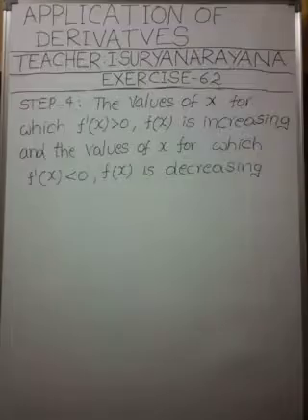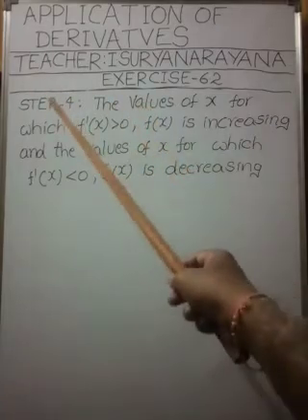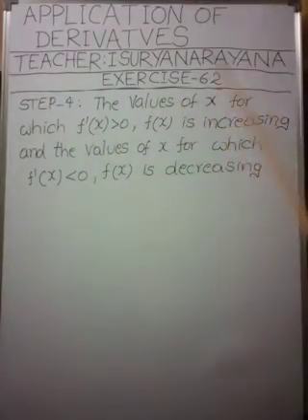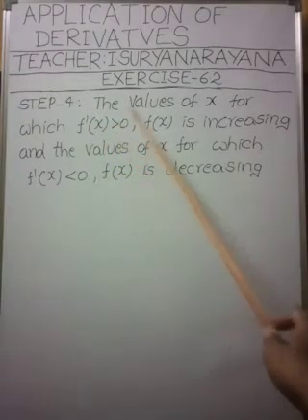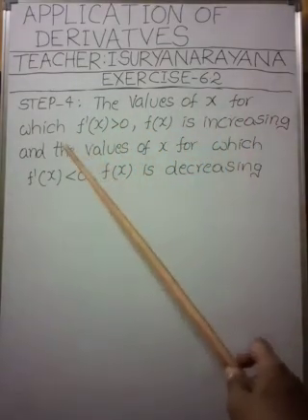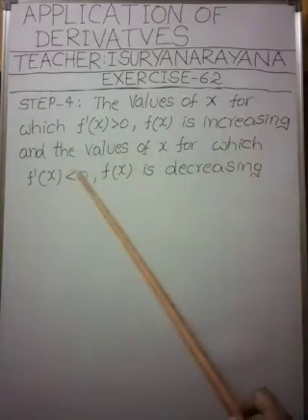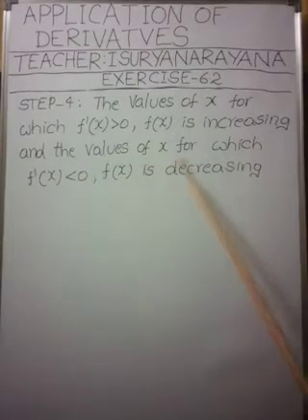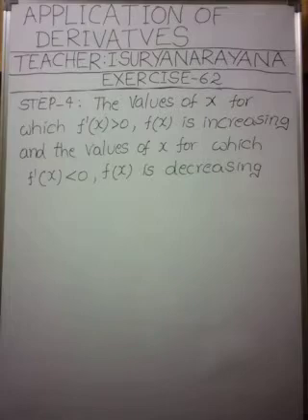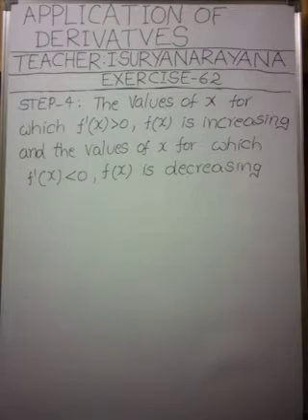Right. Now come to the last step, step 4. The values of x for which f dash of x is greater than 0, then the function f is said to be increasing. Okay, my dear children. And the values of x for which f dash of x is less than 0, f of x is said to be a decreasing function. Understood this point, my dear children? We follow these 4 steps. Remember these 4 steps well, my dear children. These are very useful steps for solving the sums in exercise 6.2. Okay, my dear children?